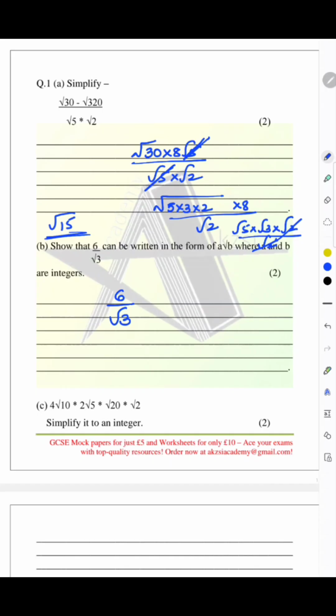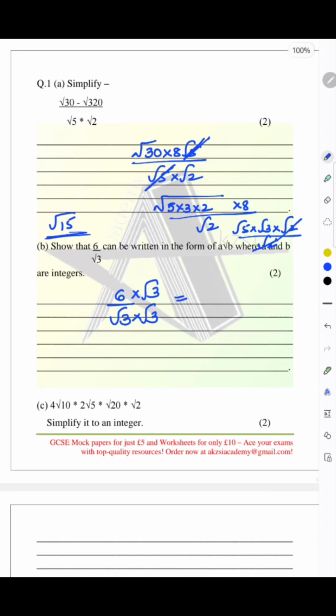But maths is not about randomly adding and multiplying anything from your side. It has to be balanced. If you are multiplying by root 3, you have to divide by root 3 as well. So it goes both ways. This will give you 6 times root 3, which is 6 root 3, and root 3 times root 3 will give you 3, which then can be simplified to 2 root 3.